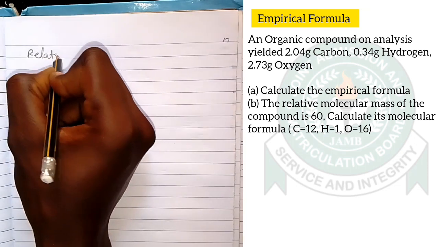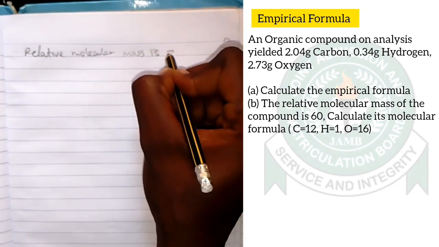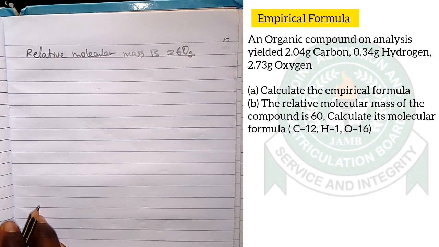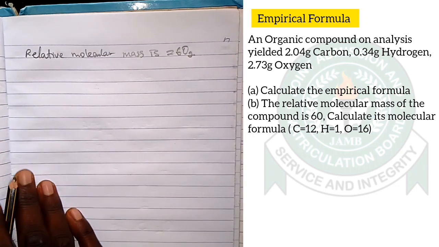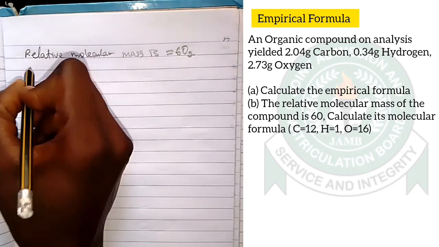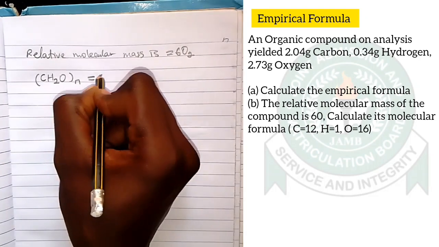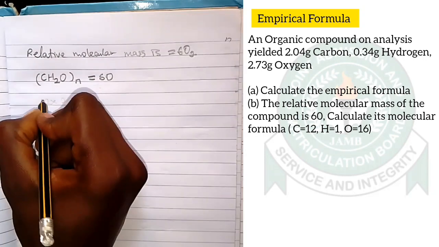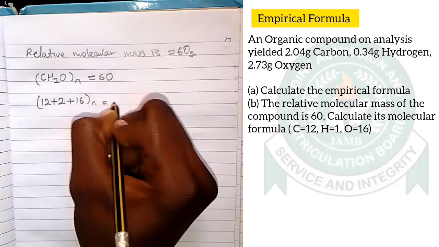Okay, so remember they also told us to calculate the molecular formula, if the relative molecular mass of the compound is 60. So the relative molecular mass of the compound is 60 gram, and we should know that the molecular formula is a multiple of the empirical formula. So we are going to say CH2O multiplied by N is equal to 60 gram. So if we do this, we'll be able to find the N, and then if we multiply the N with the empirical formula, we'll have the molecular formula.